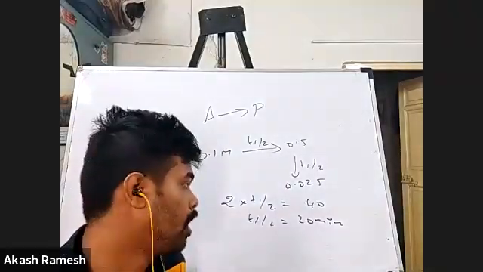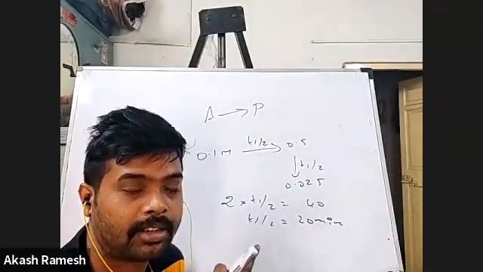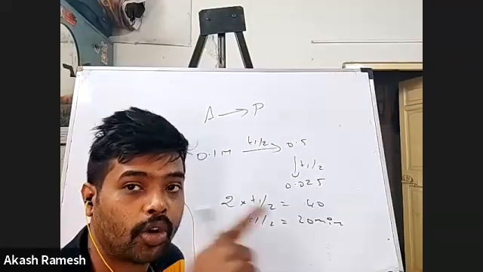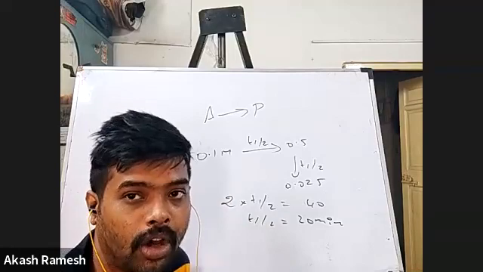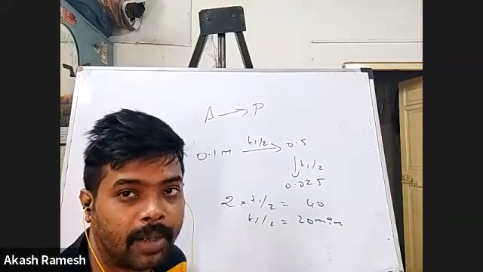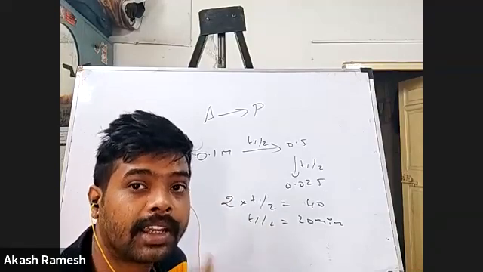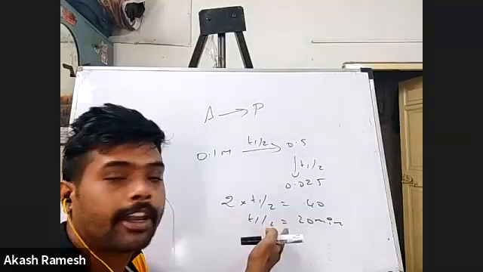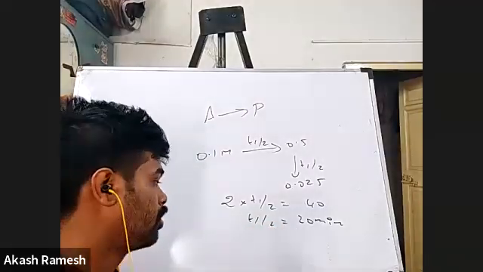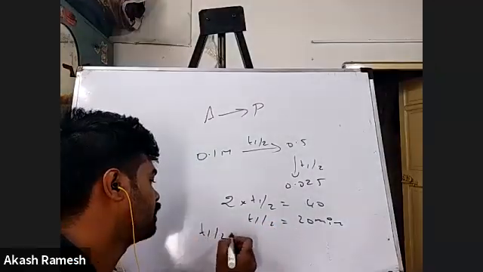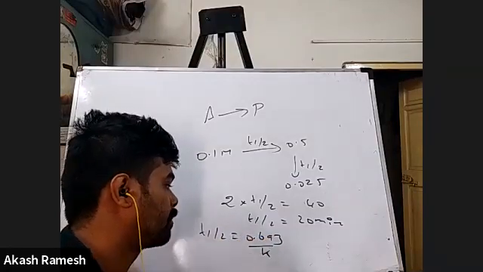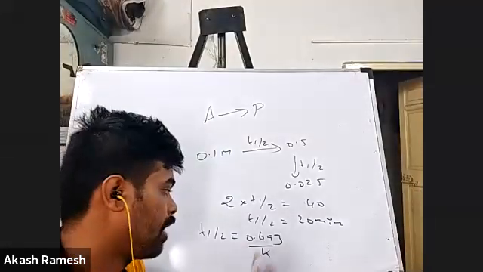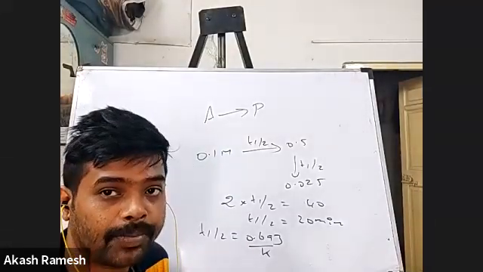Or else, if you're not finding it like this, you have to go for the first order equation, 2.303 by t into log of R naught by R. All this you have to substitute and then get the k value. Now I can directly get the k value because I know my t half. I know the equation: t half is 0.693 divided by k. So I know t half, and I'll be able to find the k value.